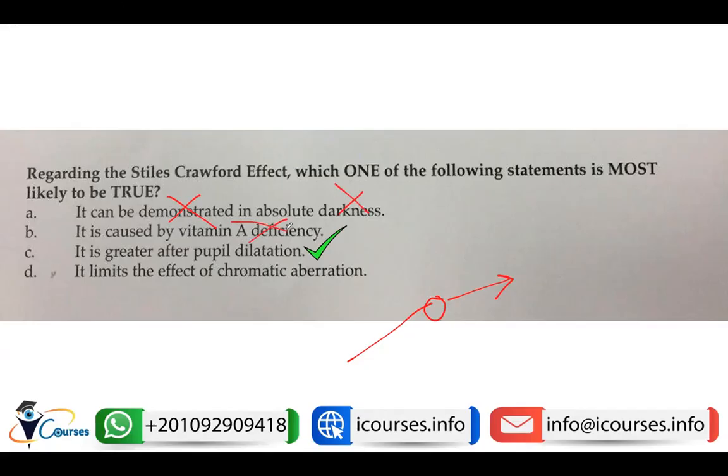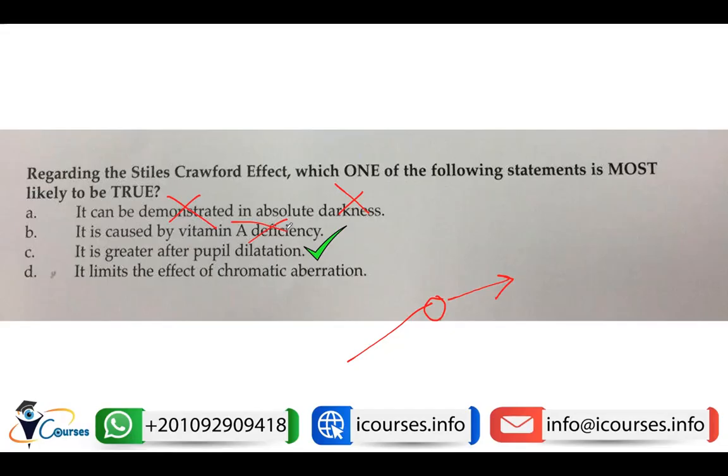dilating the pupil, we said that the Stiles-Crawford effect is one of the mechanisms that will limit the spherical aberrations by preventing the peripheral light rays. So what happens if we increase the pupil dilatation or increase the size of the pupil? This will result in much more peripheral light rays entering the retina. And this Stiles-Crawford effect will be more pronounced because much more peripheral light rays are hitting the cones from the periphery, and they are cancelled or they are counter affected by the Stiles-Crawford effect.